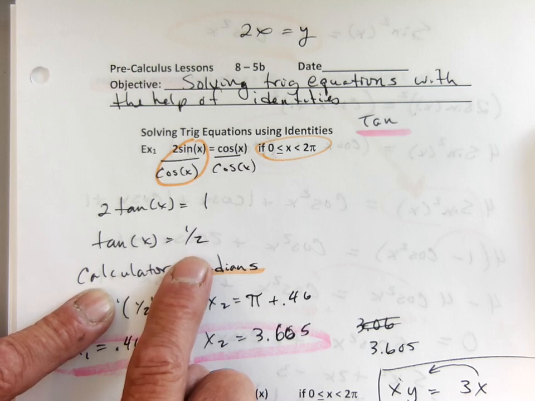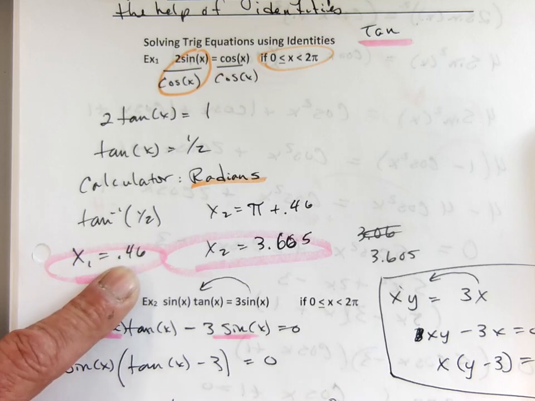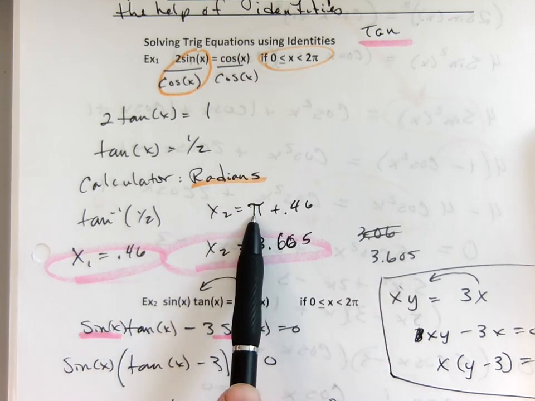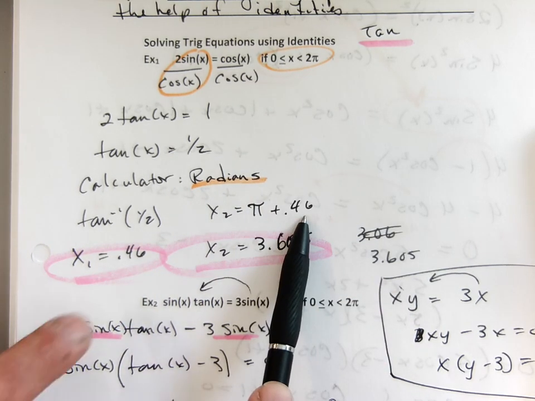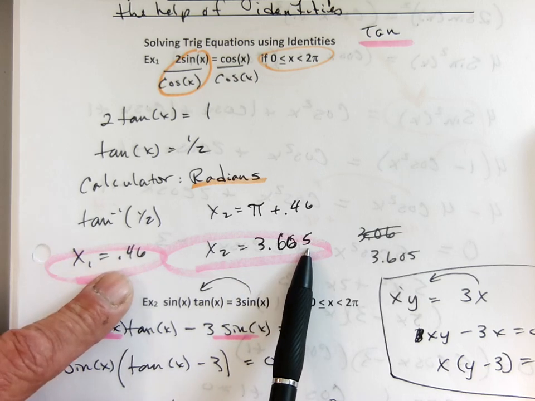I use my calculator in radian mode. I went tangent inverse of 1/2, and I got about 0.46. There are 2 answers because we're going from 0 to 2 pi. So the reference angle chart says to take pi plus that angle, and I got about 3.605. So here are my 2 angles that work, okay?